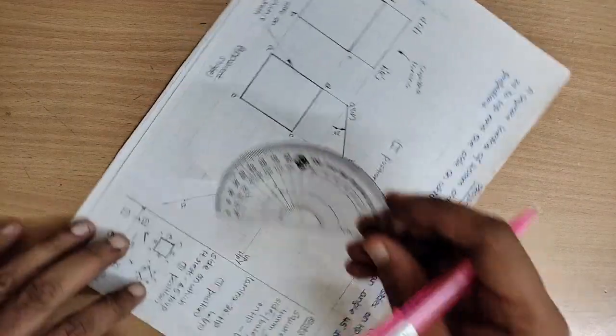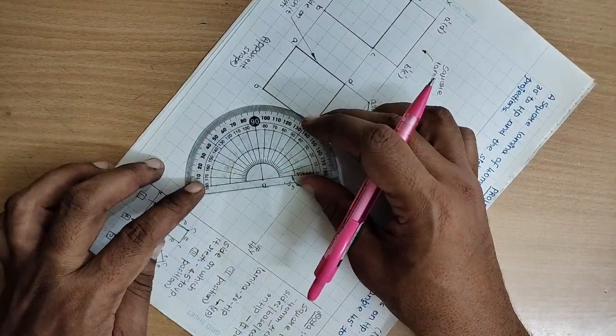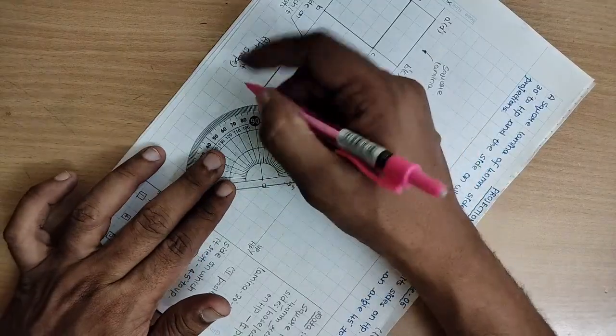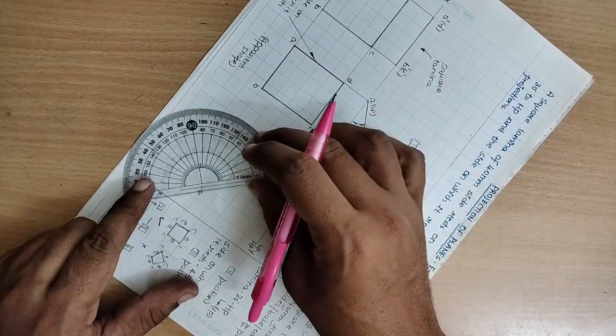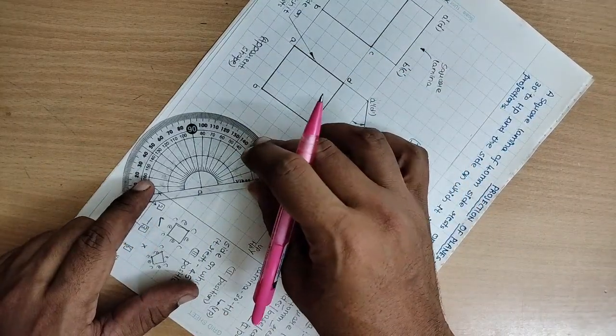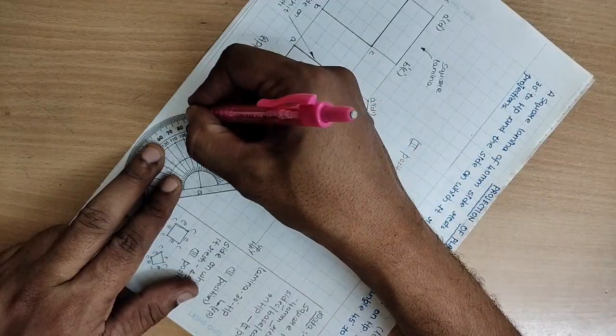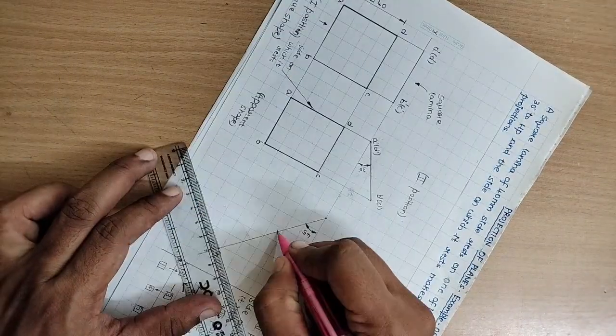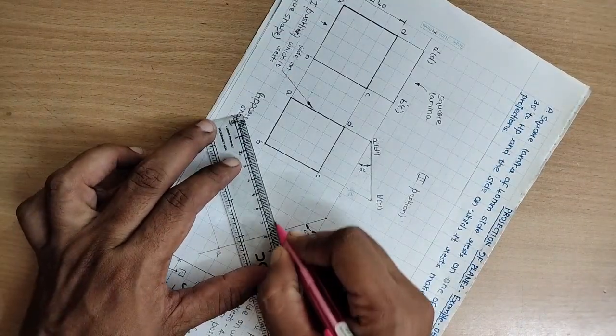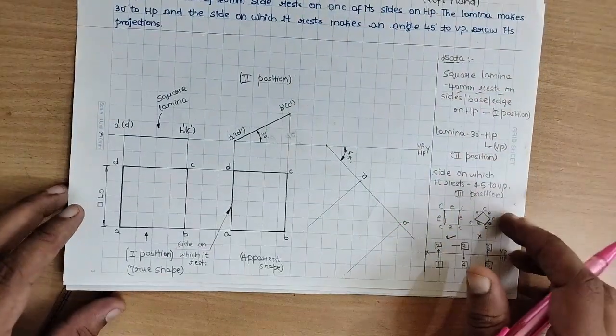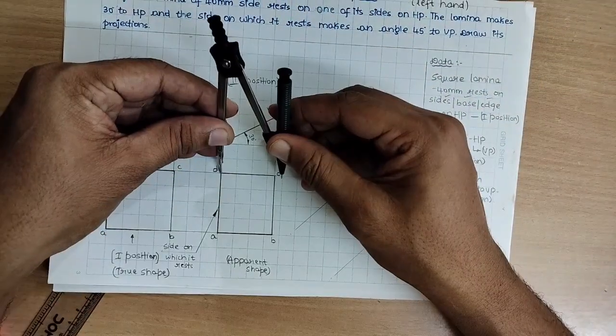Make use of your protractor. Place your protractor on the point D. Mark 90 degrees. Similarly, place your protractor on the point A and mark 90 degrees. Make use of scale now. Draw a line for that 90 degree line. Don't know what is the extension, you just keep as it is.